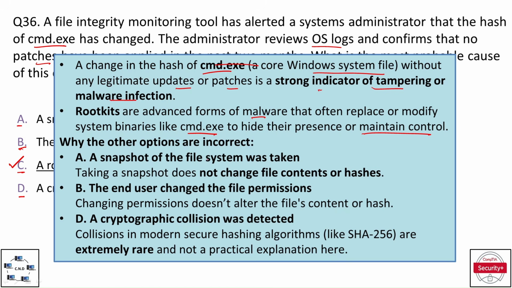Option A, a snapshot of the file system was taken. Taking a snapshot does not change the file contents or hashes. Option B, the end user changed the file permission. Changing permission also does not alter the file's content or hash. And option D, a cryptographic collision was detected. Collisions in modern secure hashing algorithms like SHA-256 are extremely rare and not a practical explanation here.